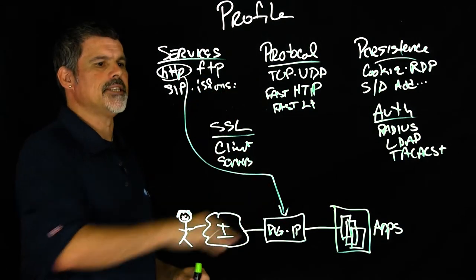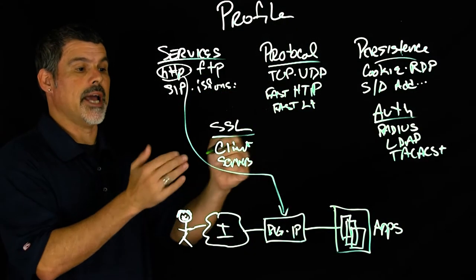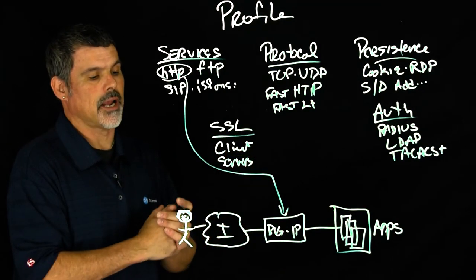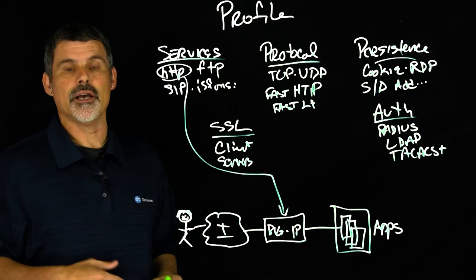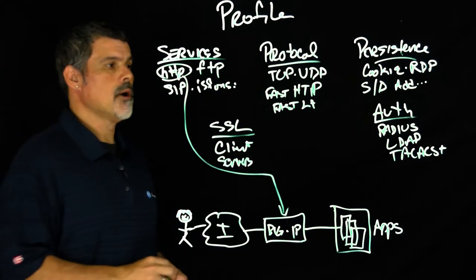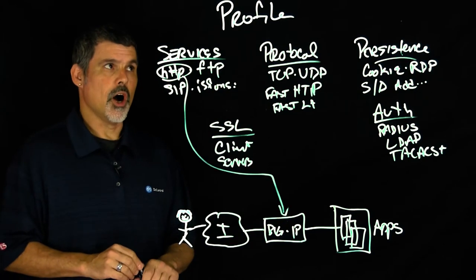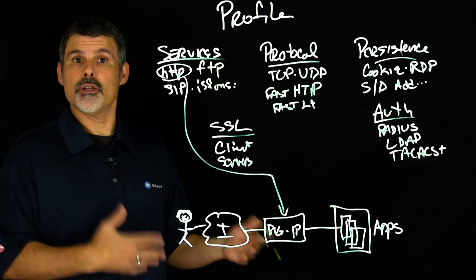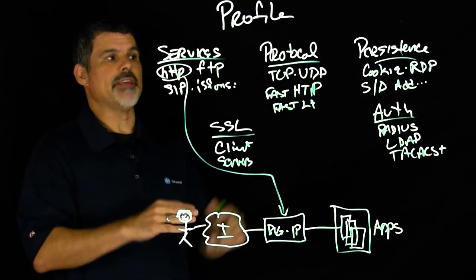Maybe you want fast HTTP. Maybe you need to do client and server SSL, doing SSL offload, terminating on the big IP, and then going back to the applications. You would apply one of the SSL profiles on there. Now there's this idea that we have the default profiles, which are all of these right here.